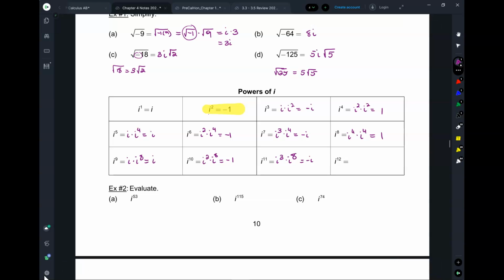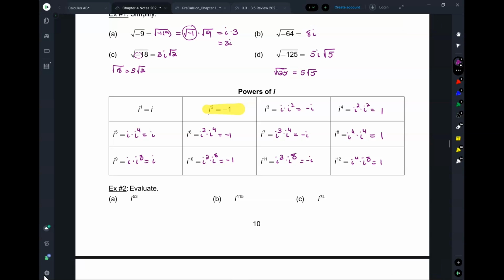I to the 10 is I squared times I to the 8. I to the 8 is 1. I squared is -1, so this is -1. I to the 11 is I cubed times I to the 8. -I times 1, -I. But how do you know when to write 1 or I? Okay, I'm going to show you right now. Because if it's like I to the 751, we're not going to do this. So there has to be another pattern. So this one is I to the 4 times I to the 8, which is just 1 times 1 is 1.